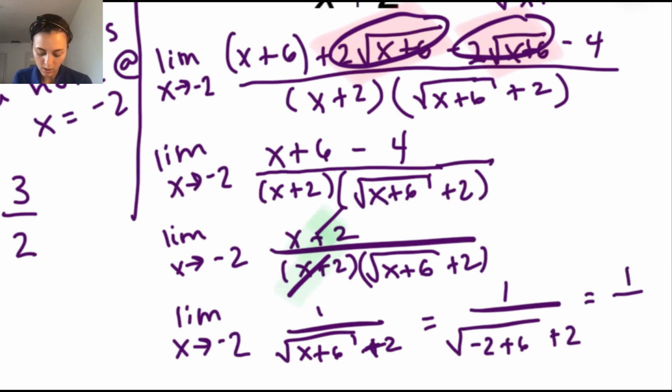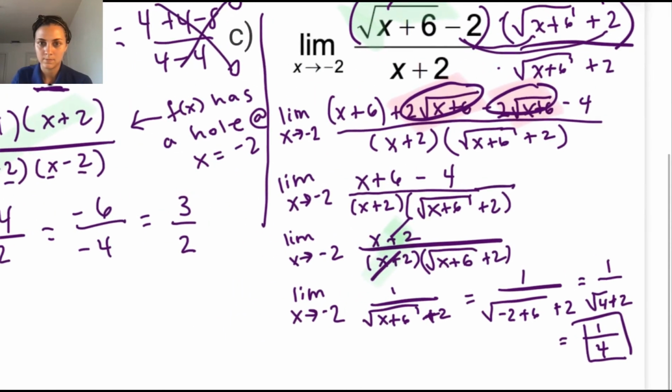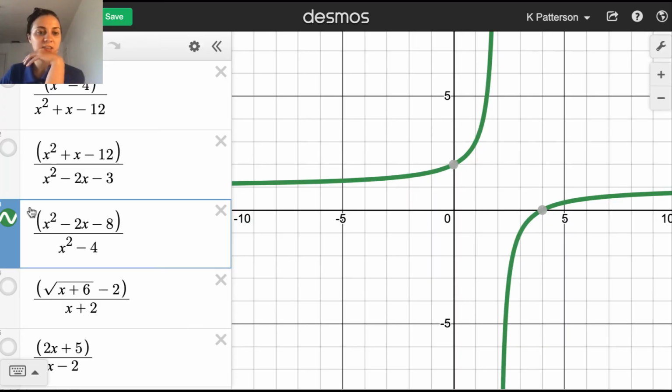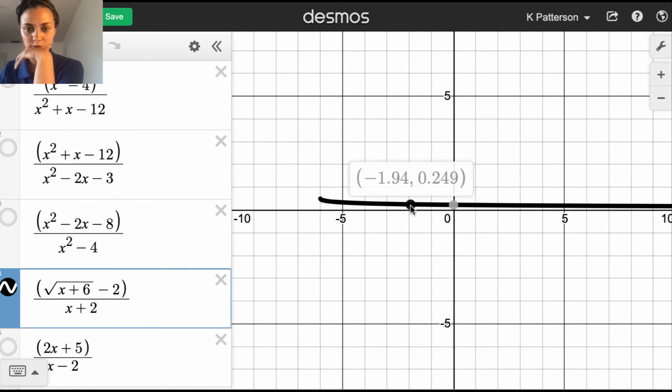And I get 1 over the square root of 4 plus 2, which equals 1 over 4. I know that's super ugly. Students generally hate it, but yeah, we gotta do it. So graphically, that looks like this. So the limit as x approaches negative 2 is undefined. There's a hole there.